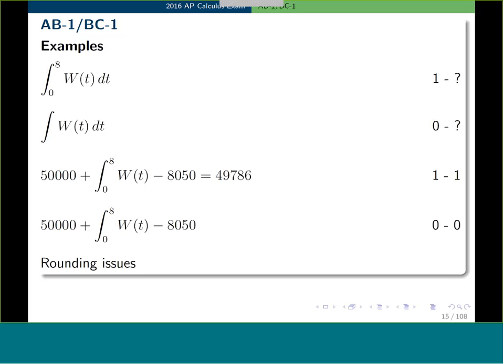And I understand that there were some rounding issues here in this problem. So without going into great detail, I think Vicki and Tom have already talked a little bit about storing intermediate values. So there were some rounding errors here.